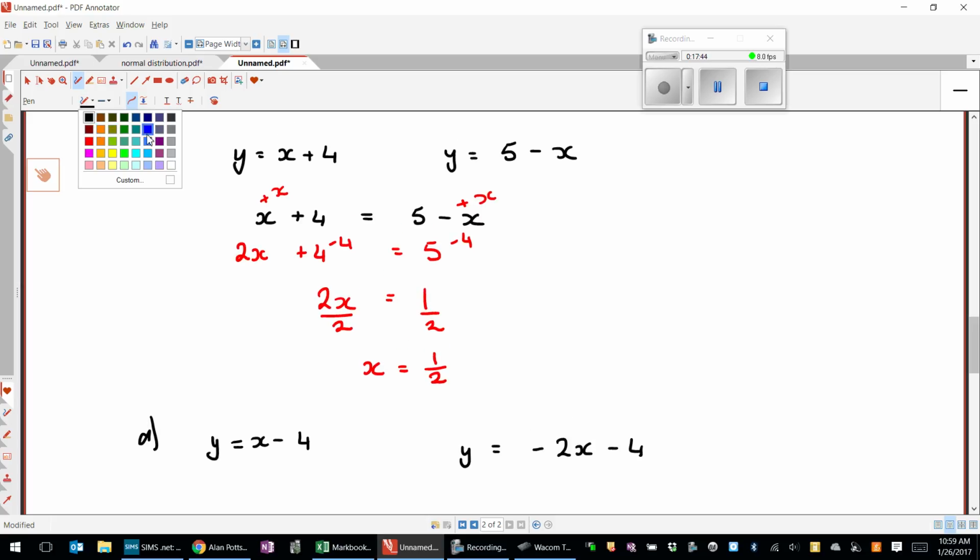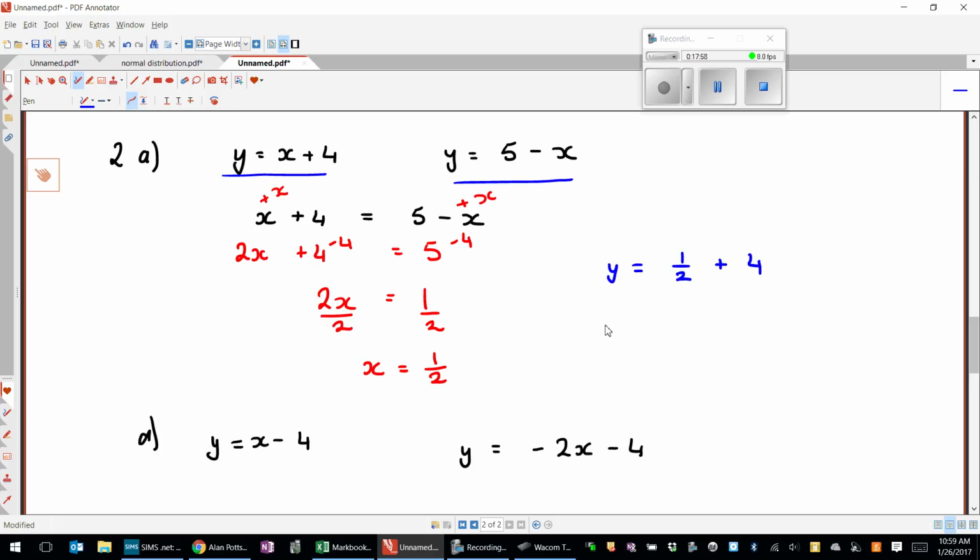Because it's a fraction, sometimes people get confused. Which one am I going to use? This one or this one? You choose. Choose the easy one. Choose the first one because it's easy. So y equals a half plus 4, and the answer is 4.5. I agree. Leave it like that.